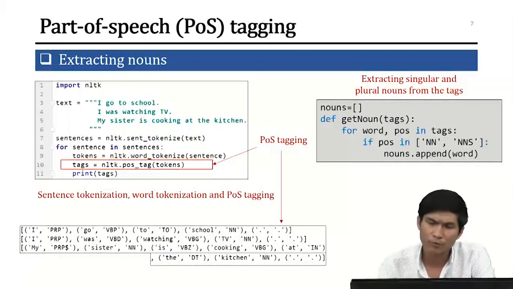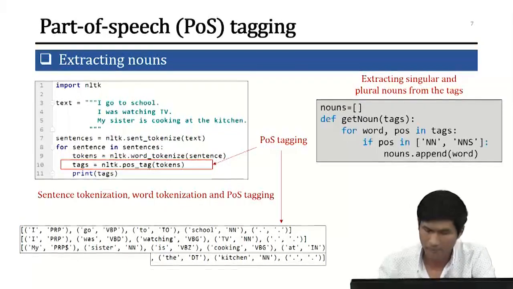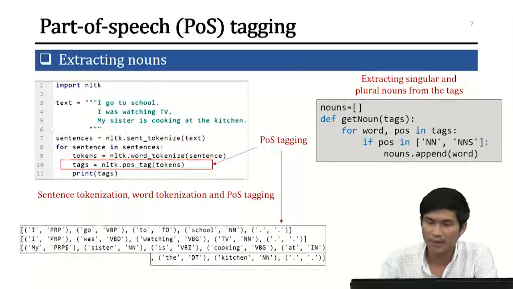Similarly, if you also want to obtain some other tags, for example adjectives or verbs in gerund form, you can do it the same way, just replacing the array in the condition with the tags that you really want from the sentence. It is really easy, right? It does not take much time to write the code using Python here.